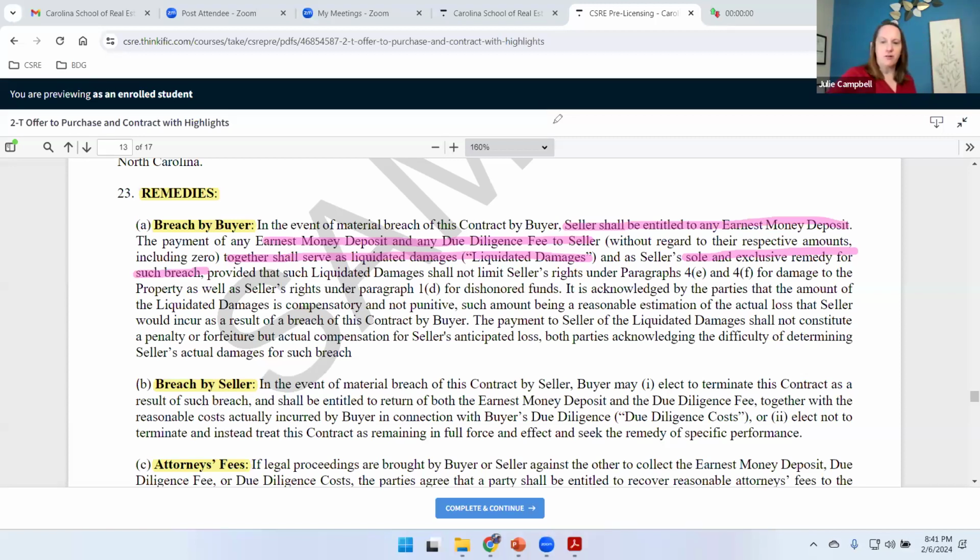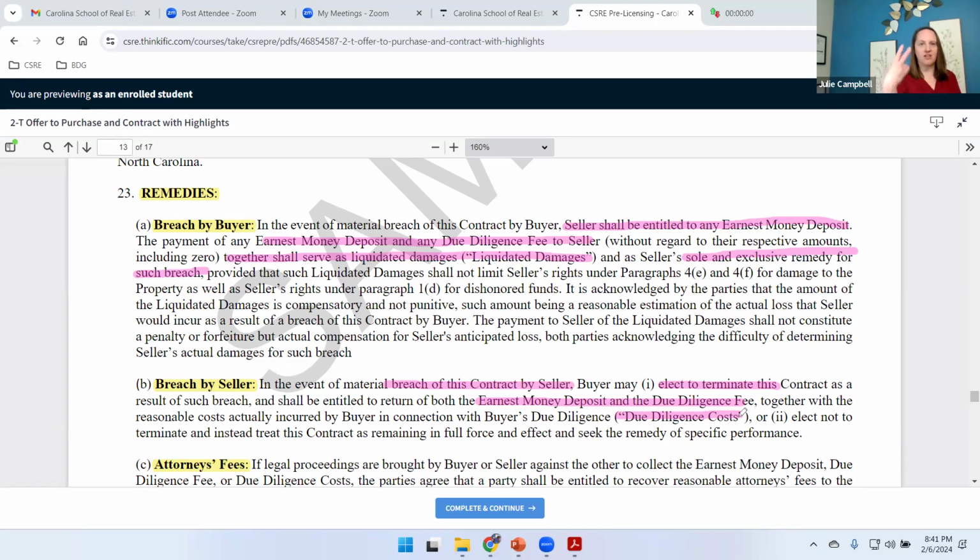Breach by the seller. In the event of breach of this contract by the seller, buyer's got some options. They may terminate this contract. They shall be entitled to their earnest money and due diligence, together with reasonable costs actually incurred by the buyer's due diligence, known as the due diligence costs. So if the seller breaches, the buyer's got choices. Choice number one is to go after the seller for earnest money, due diligence, and whatever money they've paid as part of their due diligence.